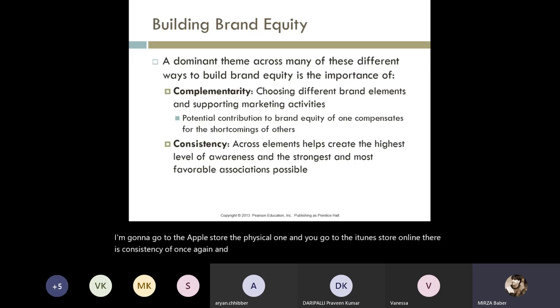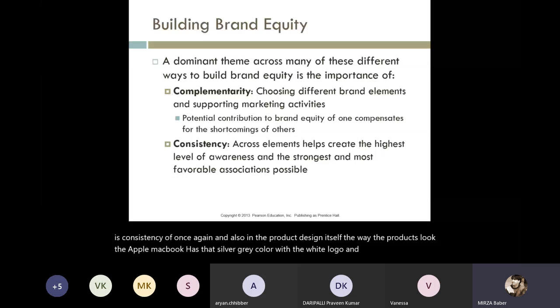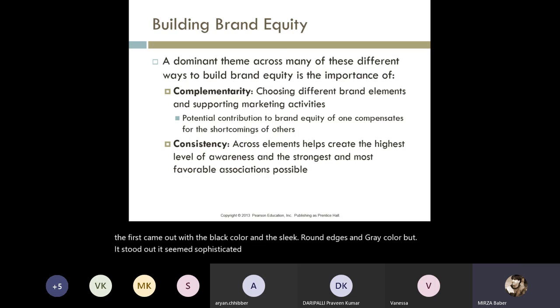The way the products look, the Apple MacBook has that silver gray color with the white logo. And even though it does not stand out that much, it has that sleekness and sophistication. The iPhones were the same when they first came out with the black color and the sleek round edges and gray color, but it stood out. It seemed sophisticated. It seemed unique, and it felt like an Apple product. So those are part of consistency.